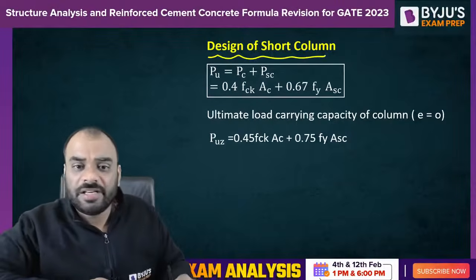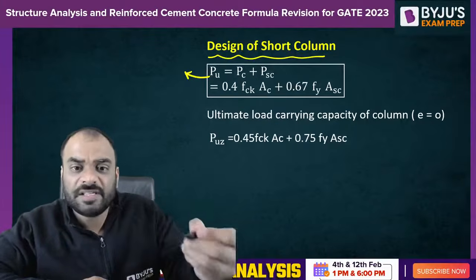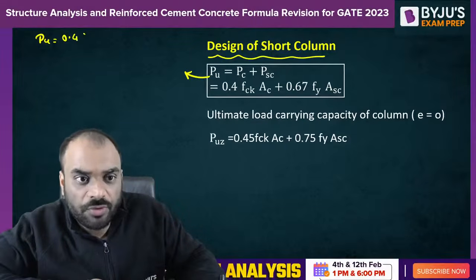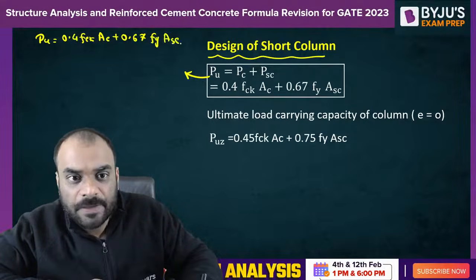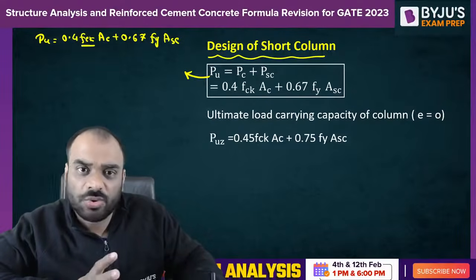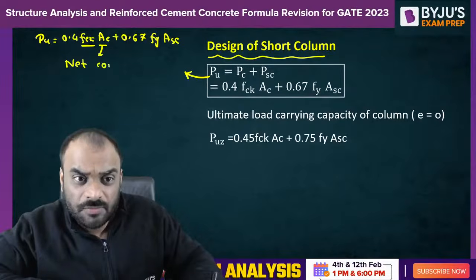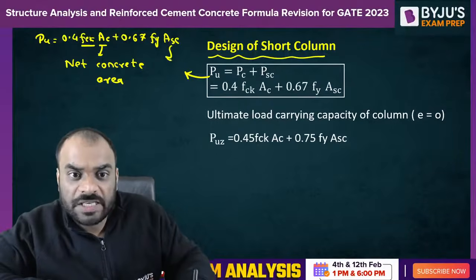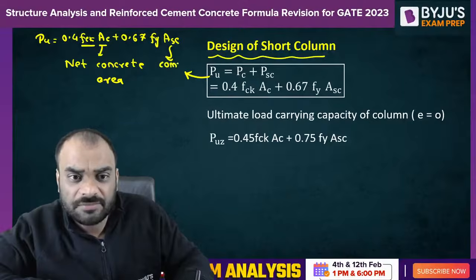Next, the design of a short column. The ultimate load carrying capacity of the column when the minimum eccentricity condition is there: our formula will be Pu is equal to 0.4 fck into Ac plus 0.67 fy into Asc. Now what is fck? You know that. What is Ac? Ac is the net concrete area. And what is Asc? Net area of compression steel, or you can write here compression steel area.